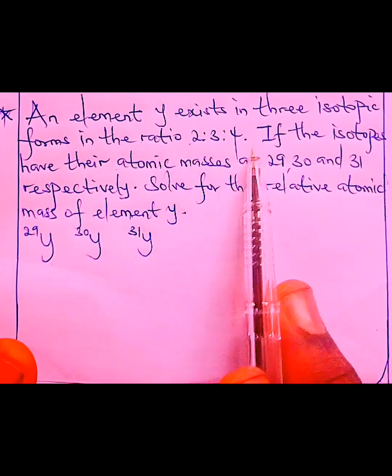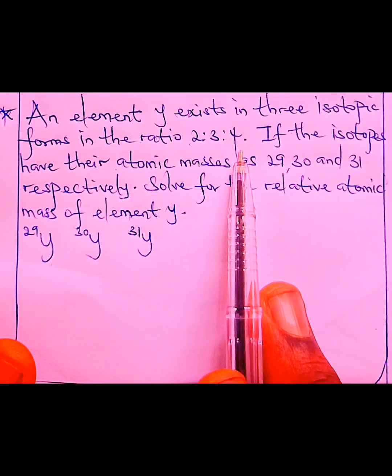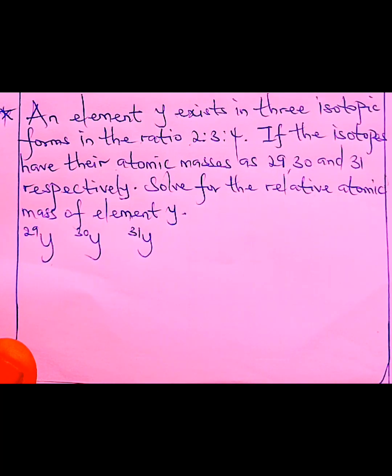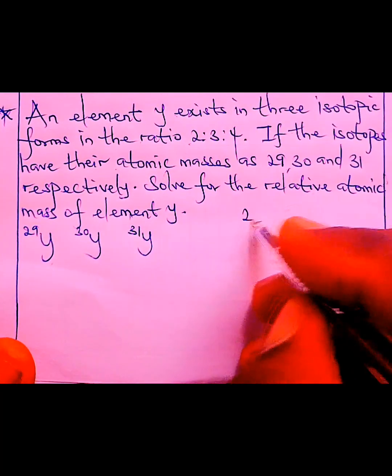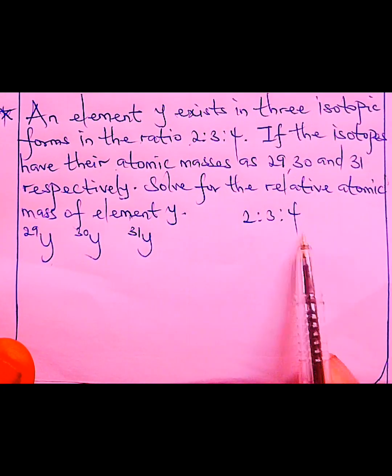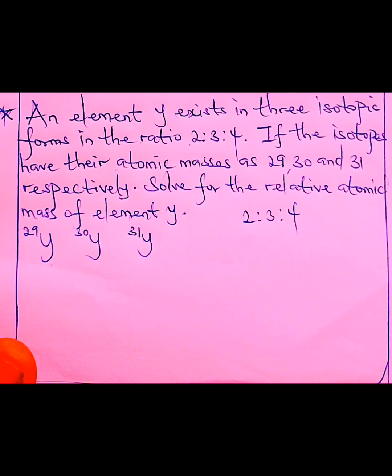Now this ratio given to us is their isotopic abundance or percentage abundance. Instead of being given their existence in the form of percentage, we're given their existence in the form of ratio. So it's very, very simple to sort this. We have 2 ratio 3 ratio 4. You can easily say 2 plus 3 is 5, 5 plus 4 is 9. So 2 over 9 times 100 over 1 gives 200 over 9, which is about 22.222 percent.